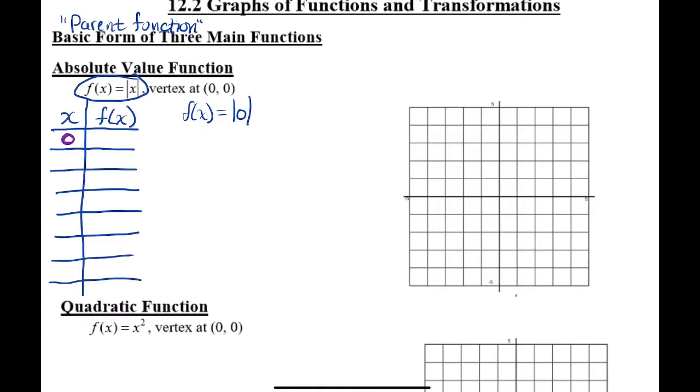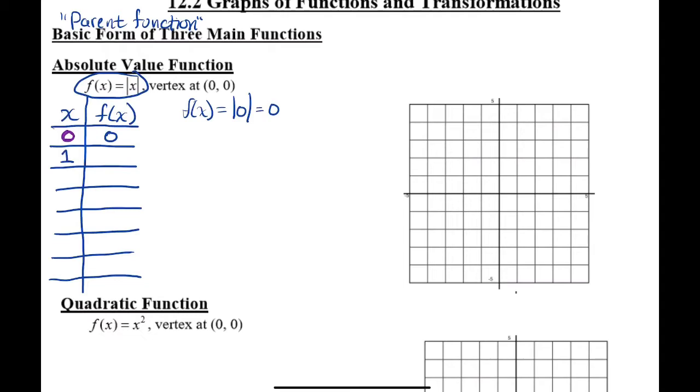So the absolute value of 0 is 0. So when you do that, that comes out to 0. I'm going to try 1. So the absolute value of 1. Now the absolute value of a number isn't the opposite of a number. It's just how far it is away from 0. Remember, it's the distance away from 0. So the absolute value of positive 1 is still going to be 1. You put in a 1, you get out a 1.